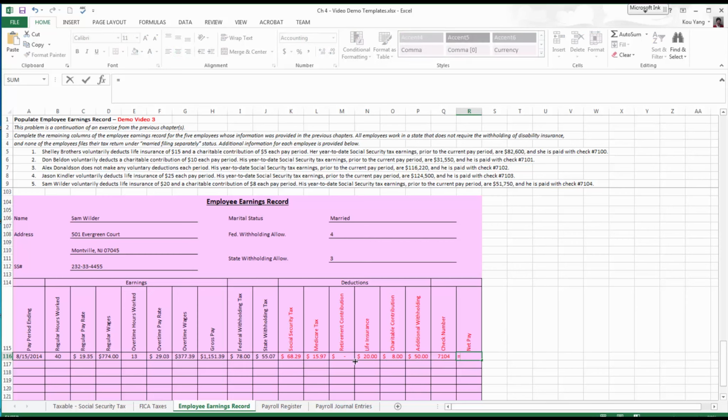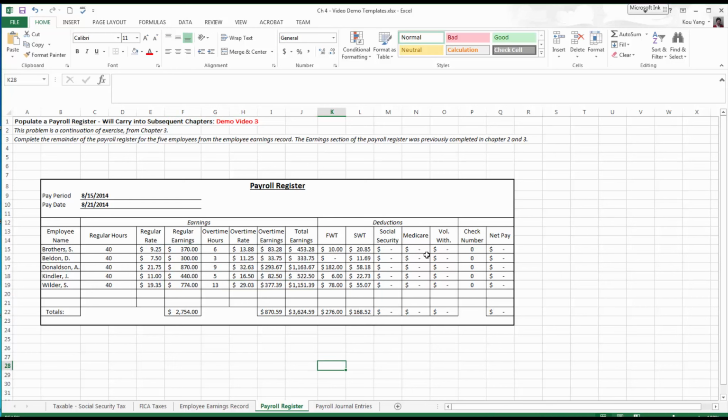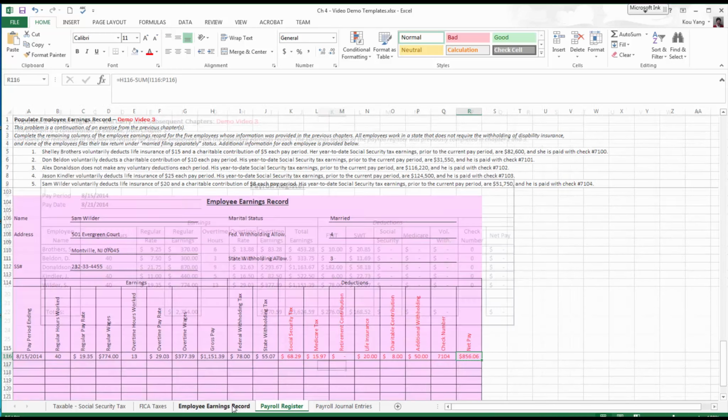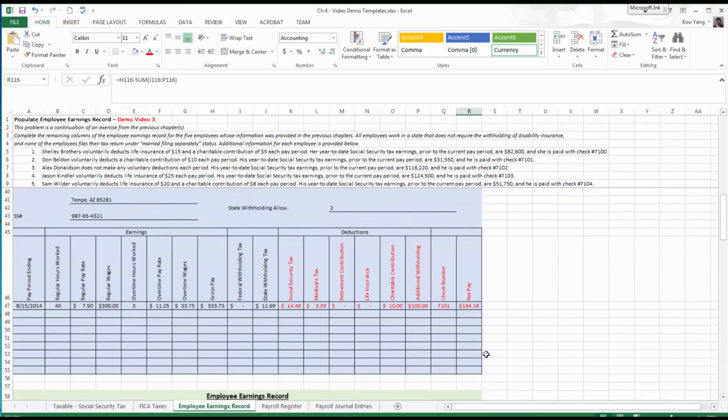So once again, I'm going to take my gross pay, subtract the sum of federal withholdings all the way to the additional withholding tax. In fact, press enter. My net pay is $856.06. Okay, so that concludes demonstration number 3, excuse me, and the employee earnings record. The next video will be on your payroll register, which is basically just populating this information from what we've done in each of these here.